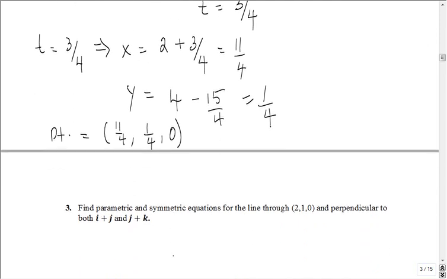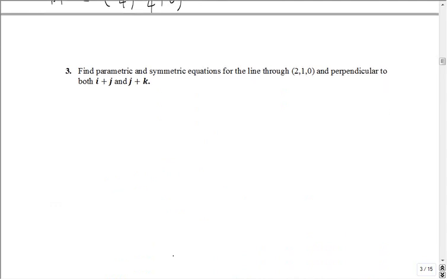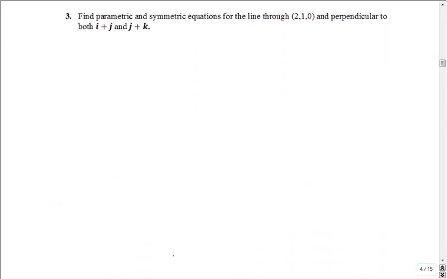Now let's look at number 3, which has a little trick in it. Find the parametric and the symmetric equations again for the line through the point (2, 1, 0). And this line is perpendicular to 2 vectors. The line is perpendicular to both i plus j and j plus k. So we have a point on the line, but what we don't have is the direction vector. Now let me see if you can reason this out.